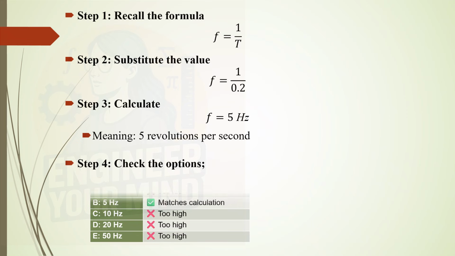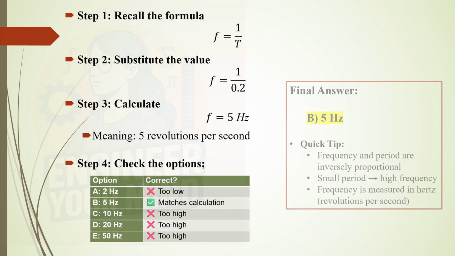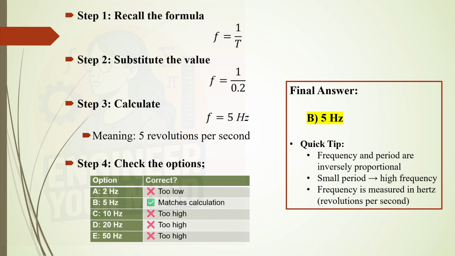Step 4, check the options. Option A, 2 Hz, incorrect. Option B, 5 Hz, correct. Option C, 10 Hz, incorrect. Option D, 20 Hz, incorrect. Option E, 50 Hz, incorrect. Final answer. The frequency of the motion is 5 Hz, which is option B.